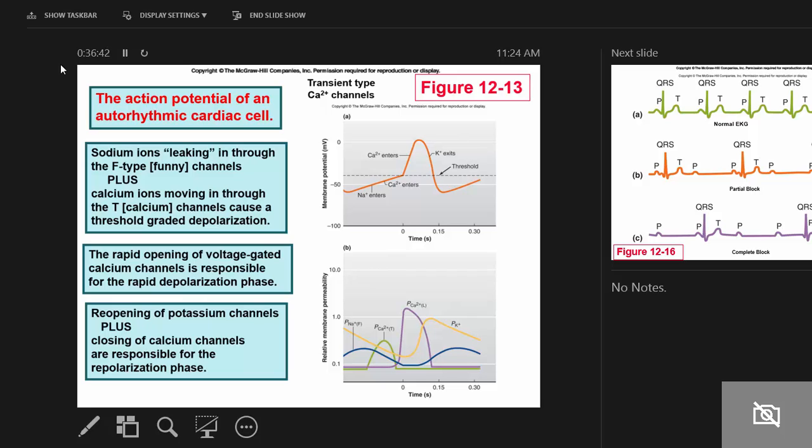Remember I told you that there are gap junctions in the AV node. You know there are more potassium channels that leak, right? Now why is this important? I'm going to go back a second.